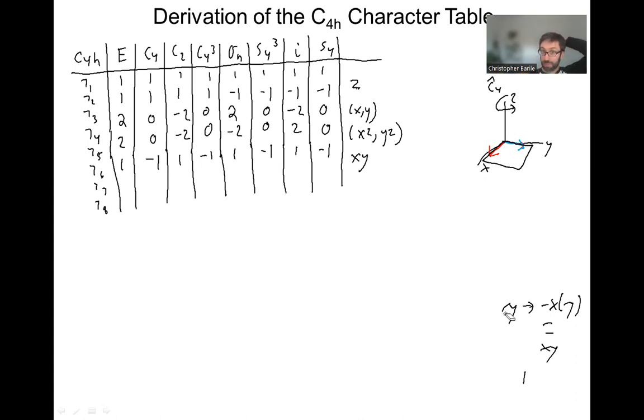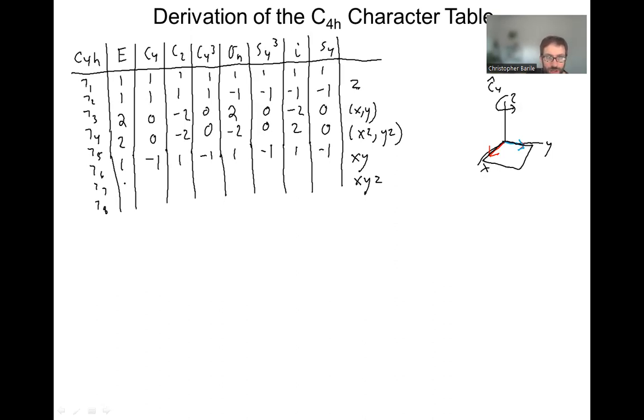But let's keep going and think about other functions that we could test. Another one we could test is a cubic function. This would be how an f orbital transforms, and that function is xyz. The function xyz will perhaps give us something different because we're going to be doing xy times z.